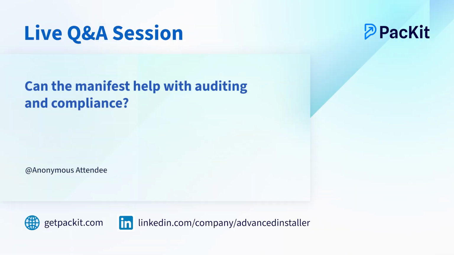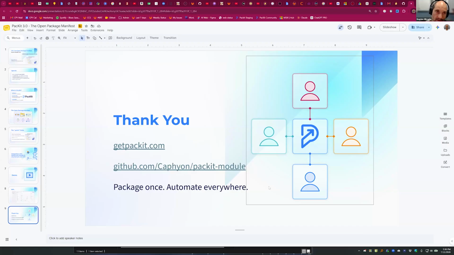Can the manifest help with auditing and compliance? In the future, we plan to include functionality that will help. The current version of the manifest and PacKit itself doesn't contain information about how many users installed this application and so on, what happened post-deployment. Future versions of PacKit will allow us to include that in the package.